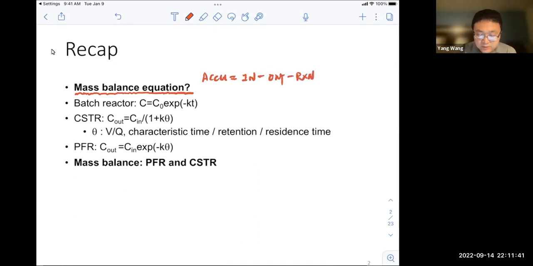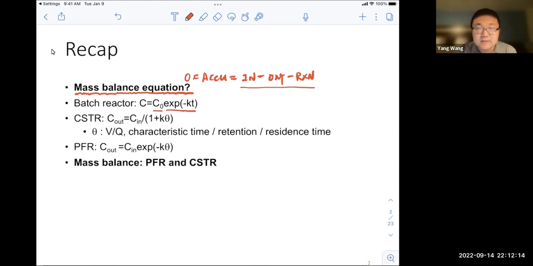We said that for the flow reactors, we expect the accumulation term to be 0, because normally these pollutant treatment systems operate under steady state. So then you only have in minus out equals reaction. And for a batch reactor, the final concentration is equal to the initial concentration multiplied by an exponential term.